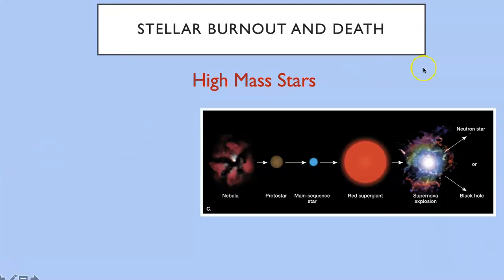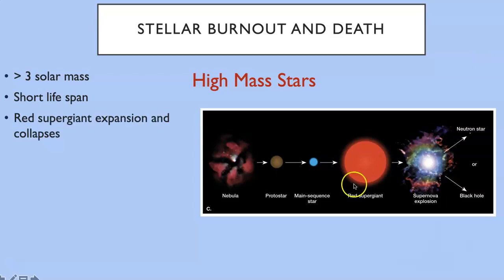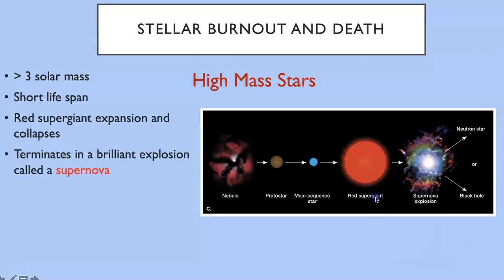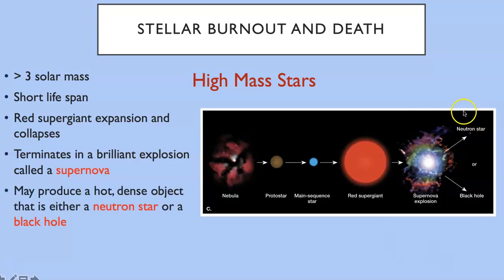High mass stars, greater than 3 times the sun's mass, have a more interesting death. They have a very short lifetime because they burn quickly. They go through the red supergiant phase. And these stars terminate in a brilliant explosion called a supernova. And when a supernova occurs, what's left in the middle depends again on the mass. We either get a neutron star in the middle of the supernova or a black hole. And yes, a black hole is a star.